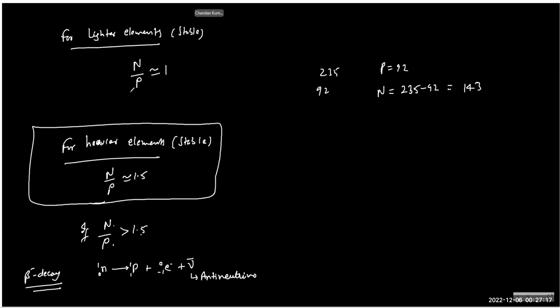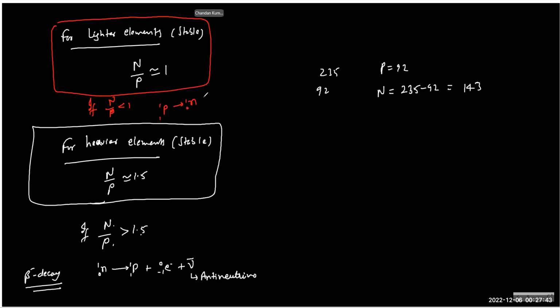The N/P ratio sometimes goes below 1, which is again dangerous. In such case, we need to decrease the proton, increase the neutron. So some of the proton must convert into neutron. So what we need here? A +1. So this is called positron emission.